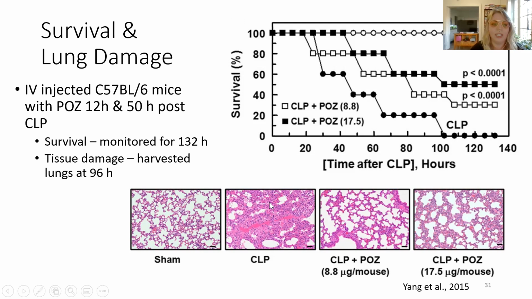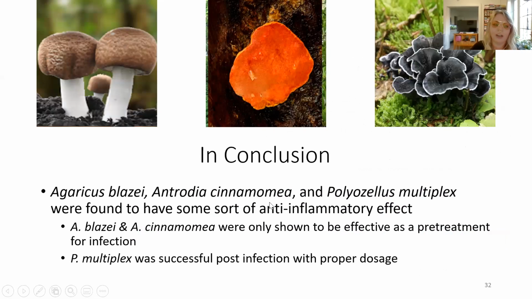And so, in conclusion, all the mushrooms we looked at displayed some sort of anti-inflammatory effects. A. blazei and A. cinnamomea were only shown to be effective as a pretreatment for infection. However, P. multiplex was found to be successful at reducing inflammation or inflammatory markers and protecting mice post-infection with proper dosage.